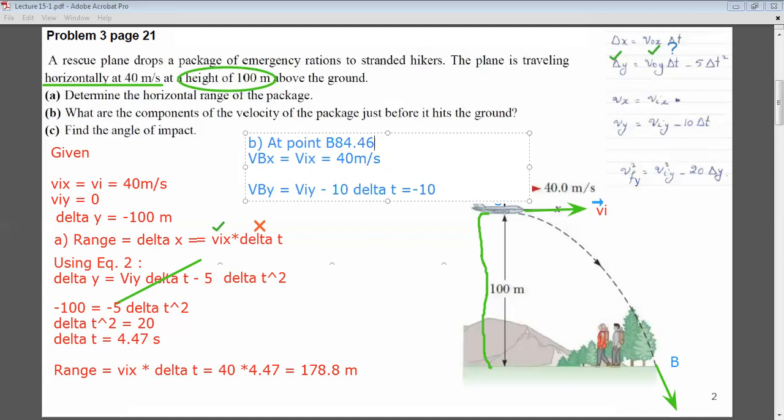Delta t is 4.47, so minus 10 times 4.47, and this is equal to minus 24.7 meters per second.